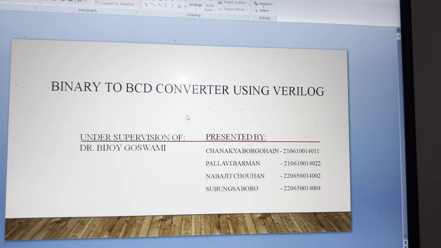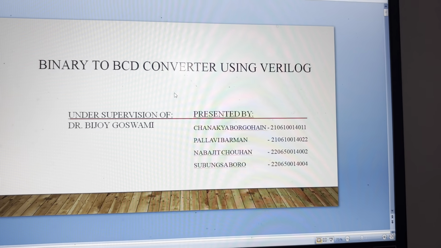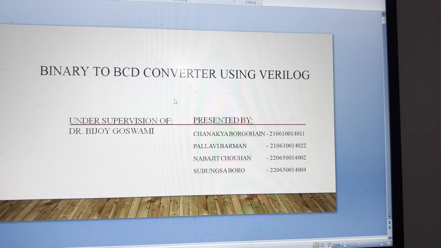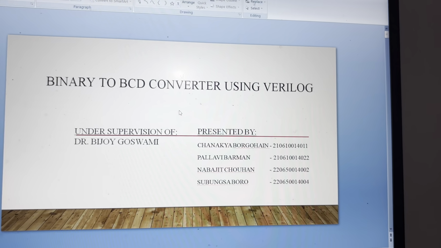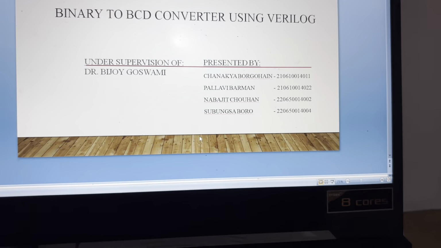Hello everyone. Our project title is Binary to BCD Converter using Verilog. This project has been done by me, Chanika Borgohai, Pallavi Varman, Navajit Chauhan, Subung Saboru, under the supervision of Dr. Biju Goswami sir.